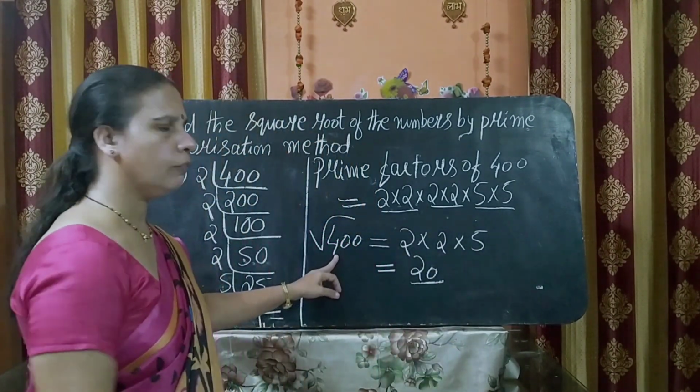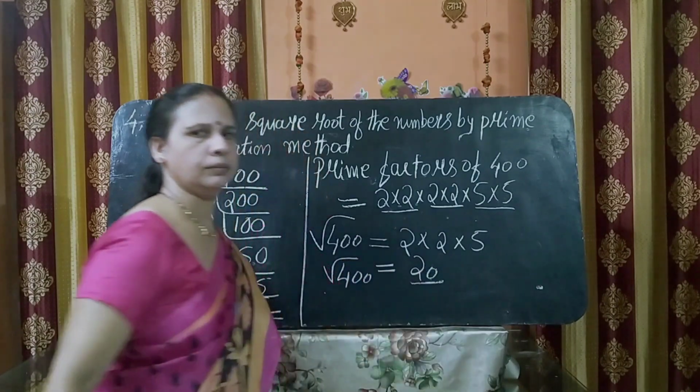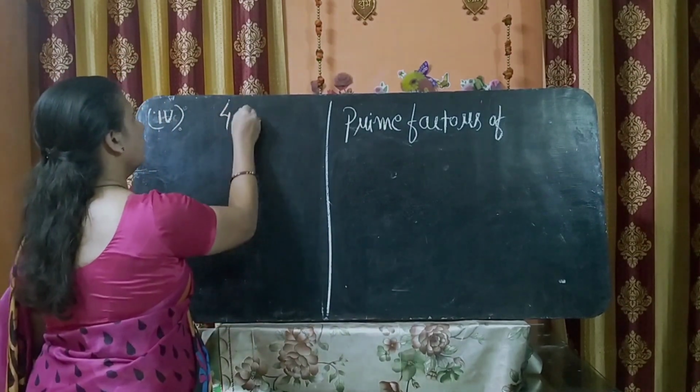Then square root of 400 is 20. Next question is 4096.